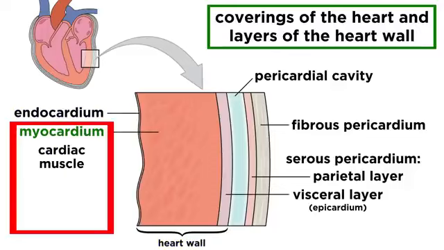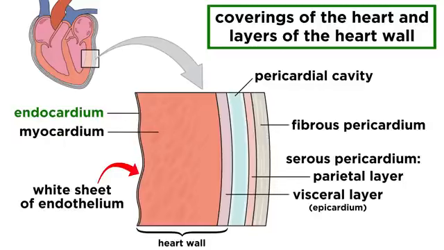The myocardium makes up most of the heart, and it is made largely of cardiac muscle. The rest is made of connective tissue fibers that form a dense network called the cardiac skeleton, providing structural support and insulating the electrical activity. The endocardium is a white sheet of endothelium that sits on some more connective tissue, and this lines the heart chambers.